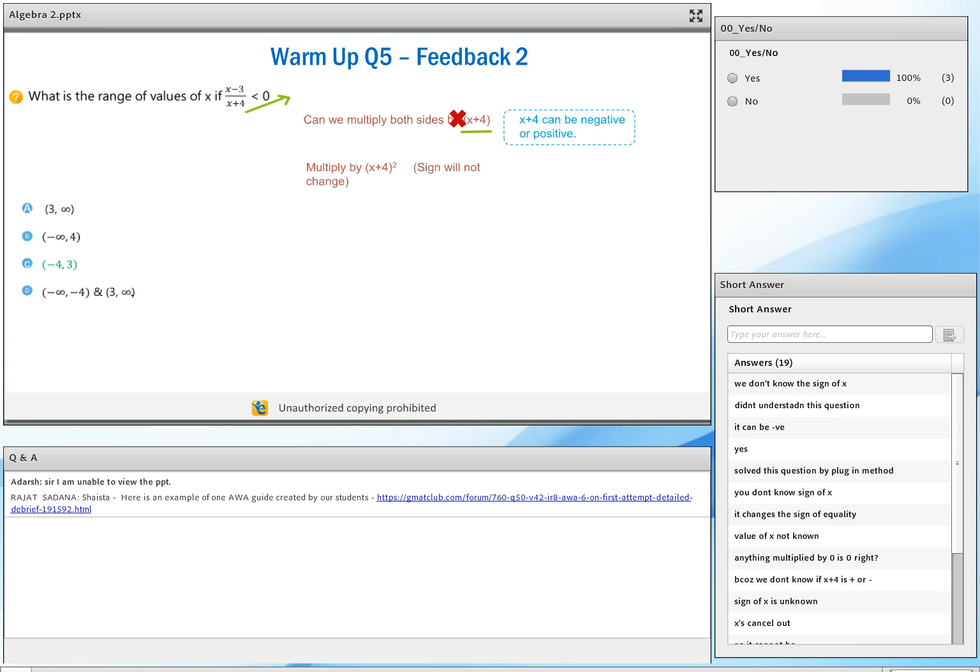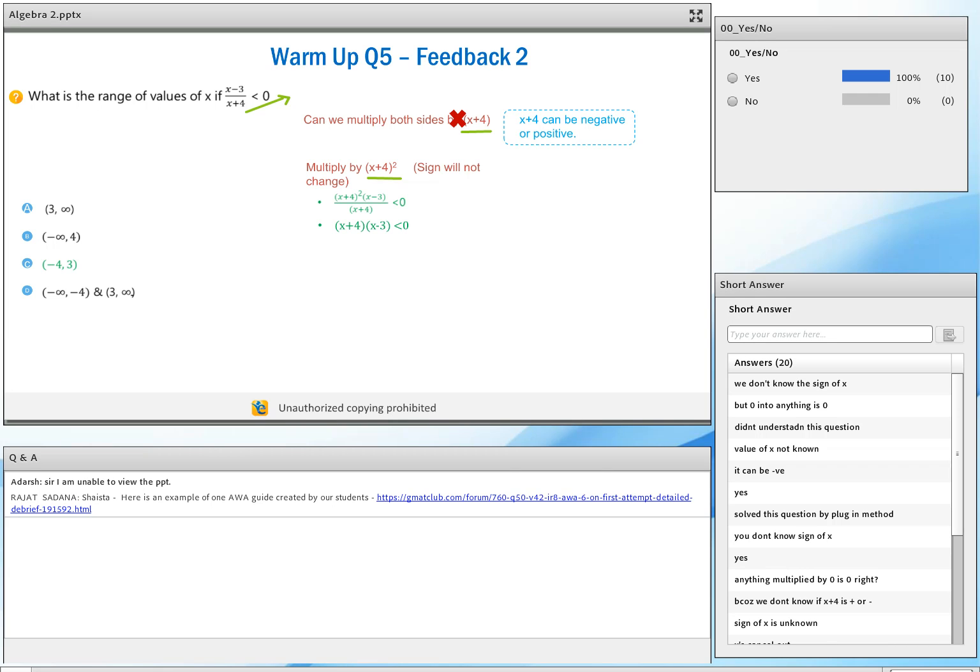I can absolutely do that. Why? Because x plus 4 whole squared is always a positive number, and if I multiply both sides by a positive number, the sign of the inequality does not change. So that's essentially what I'm doing here. I'm multiplying both sides by x plus 4 whole squared, and what I end up getting is x plus 4 into x minus 3 is less than 0. And now I apply my method to solve this quadratic inequality. Here I'm showing the wavy line method, but you can use the basic principles over here. What you end up getting is choice C as the correct answer.